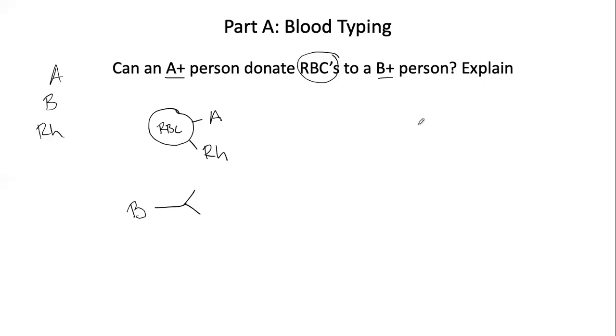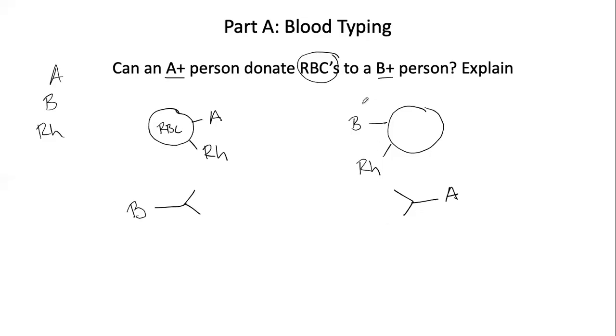What does a B positive person look like? Here's my red blood cell. They have B antigens. What does that positive mean? Good, they have Rh antigens as well. What antibodies do they have in the blood? It doesn't matter what direction you draw these, you can draw them in whatever direction. They don't have A on the surface, so they're going to make A antibodies.